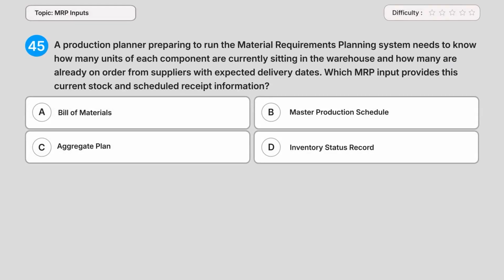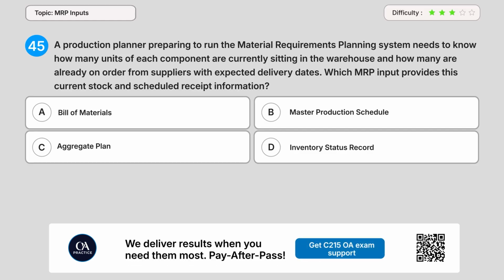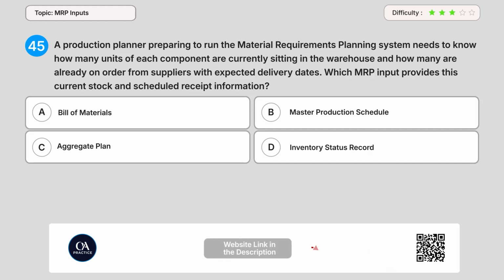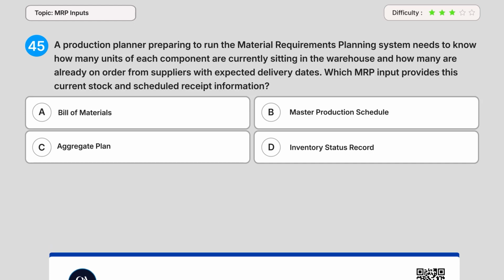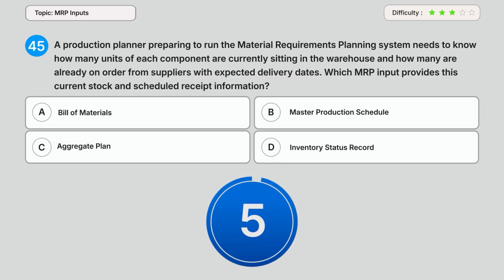45. A production planner preparing to run the material requirements planning system needs to know how many units of each component are currently sitting in the warehouse and how many are already on order from suppliers with expected delivery dates. Which MRP input provides this current stock and scheduled receipt information? A. Bill of materials. B. Master production schedule. C. Aggregate plan. D. Inventory status record. Can you guess the answer?